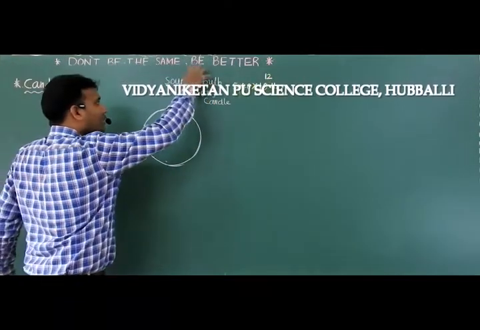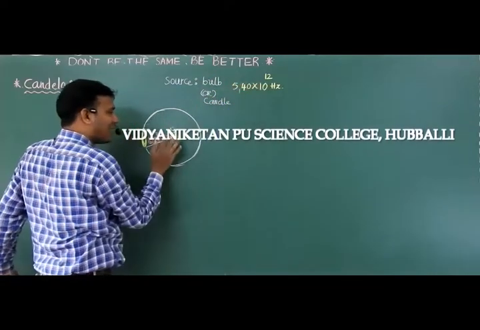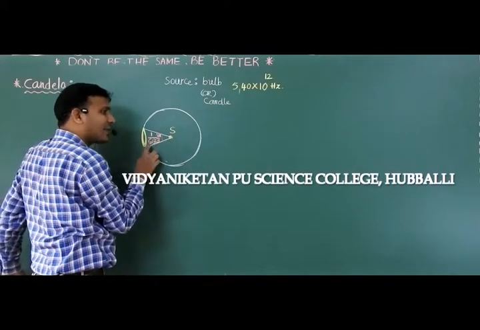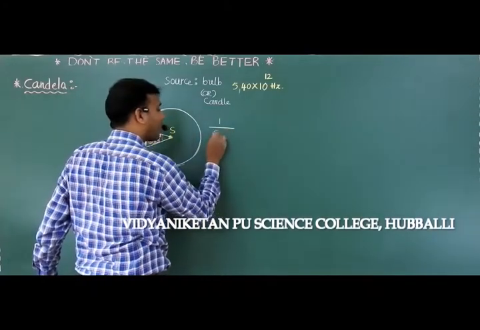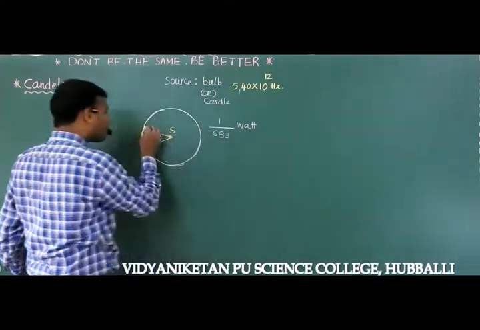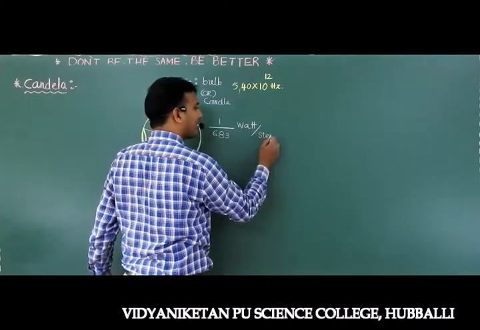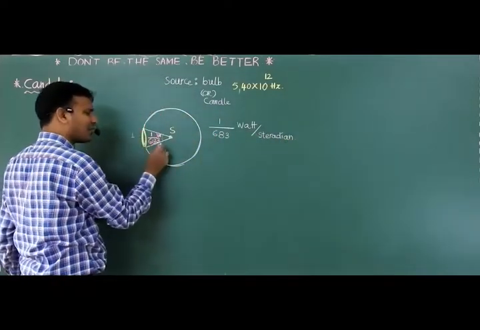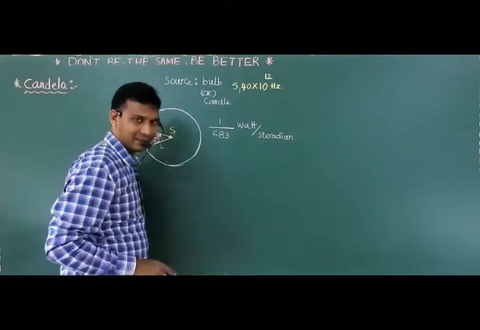Now, if you keep a bulb or candle of this much frequency at the center, it produces intensity of radiation that is 1 upon 683 watt through how much? Steradian. Per steradian. Why 1 steradian, sir? Here this is how much? 1. Here it is how much? 1. Okay, that is known as candela.